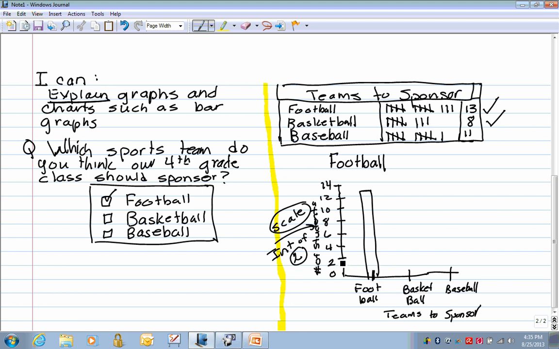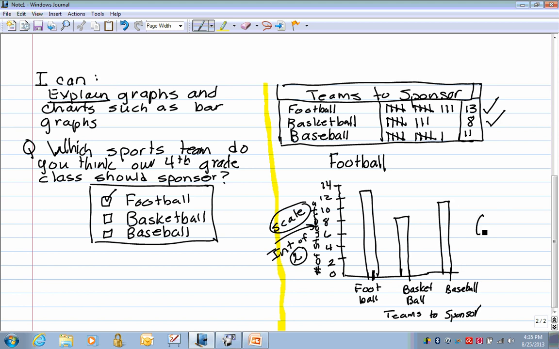Basketball is 8, so we come up 2, 4, 6, 8, come across, and draw our bar. And baseball was 11. Again, you come up to our scale, 2, 4, 6, 8, 10, 12. 11 is not on there, but we know 11 is between 10 and 12. So we come across and draw our bar.